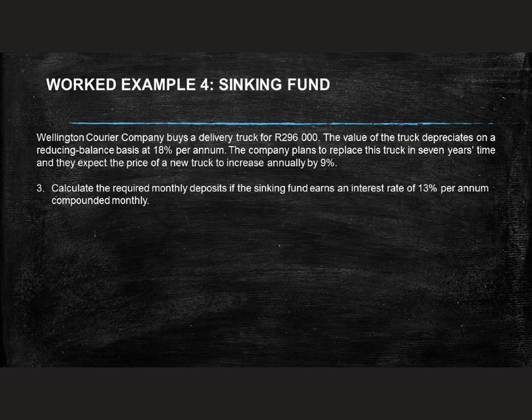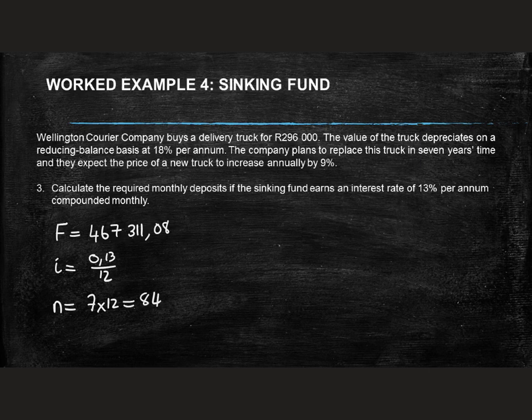And so now finally, in the three-part series, how much would our monthly deposits have to be so that we could replace this truck if the sinking fund earns 13% per annum compounded monthly? Pause this video and give it a try yourself. Well, what do we know? We know that the sinking fund, as we saw on the previous screen, would have to accumulate 467,311 Rand and 8 cents. We know that the interest rate is 13% monthly, and we know that we're going to have to do this monthly for 7 years, which means we got 84 months.